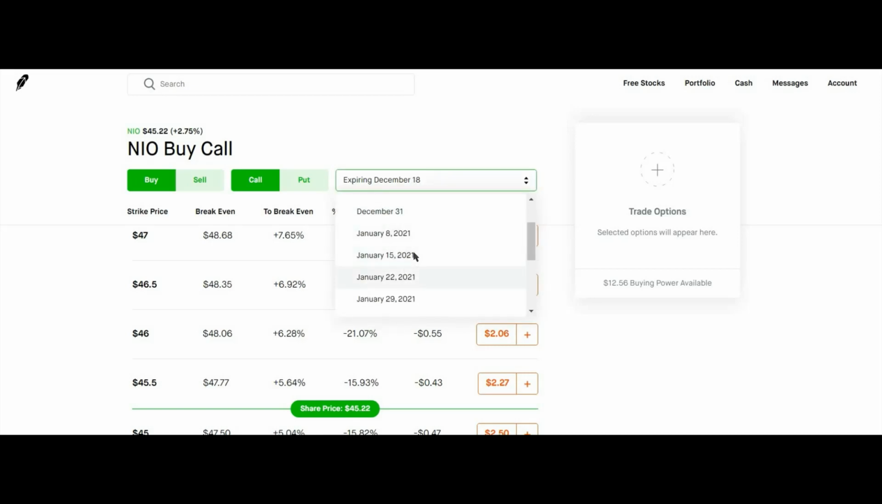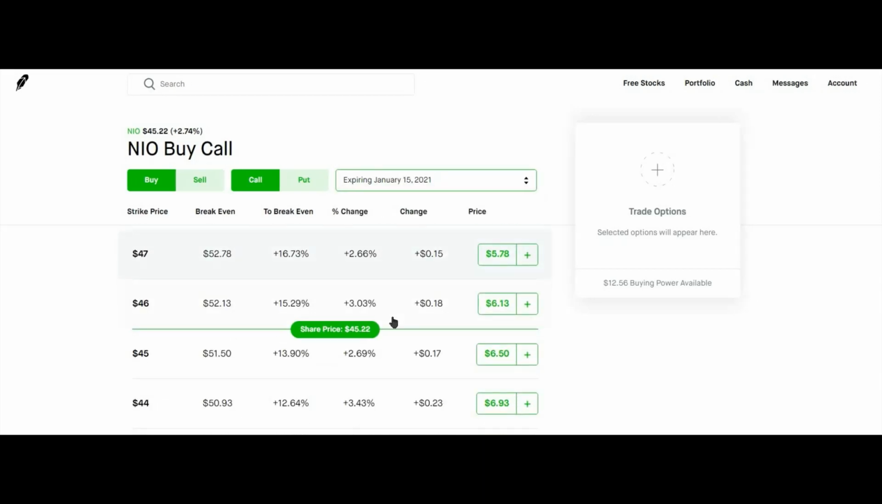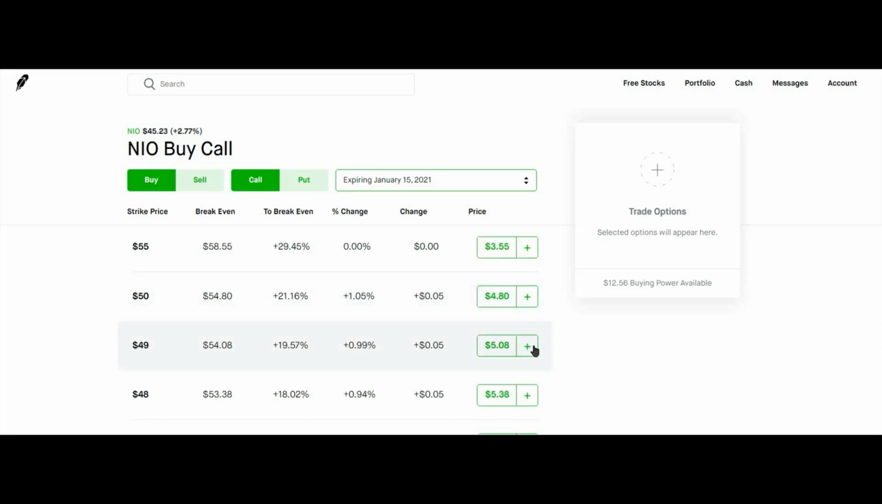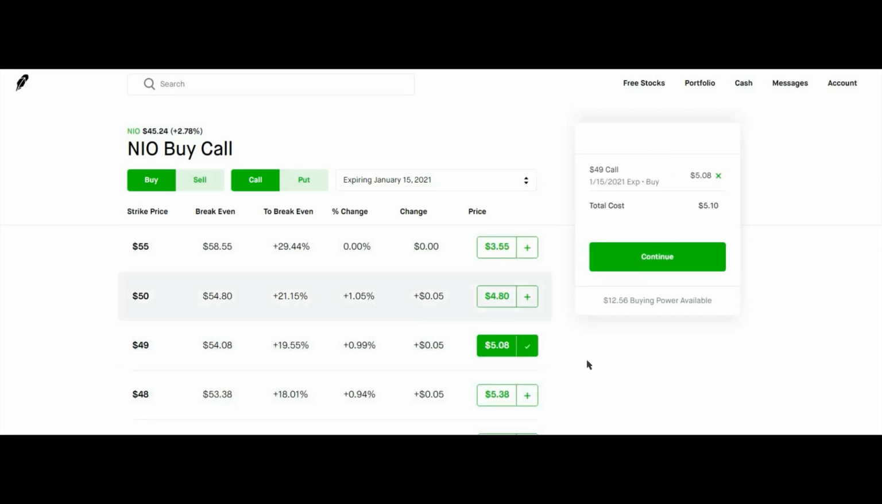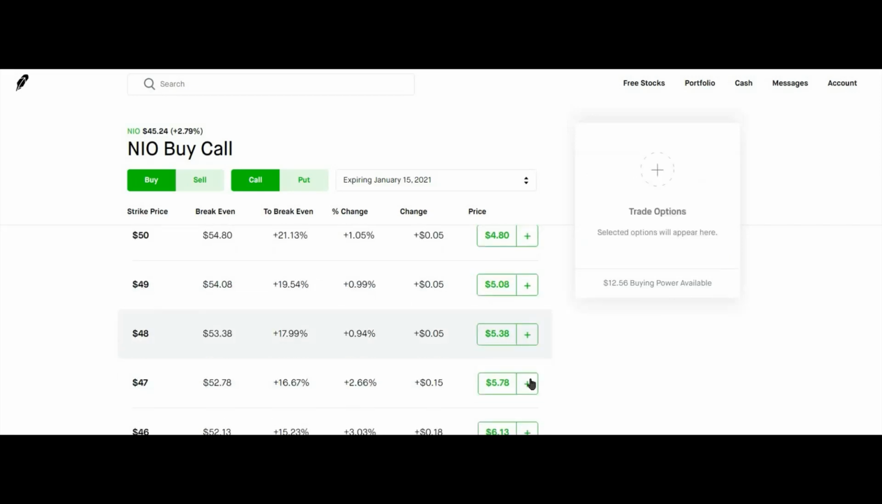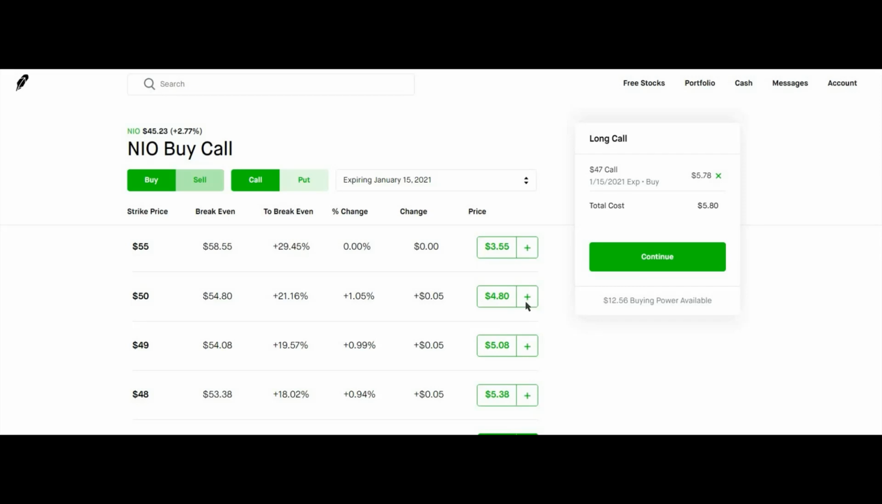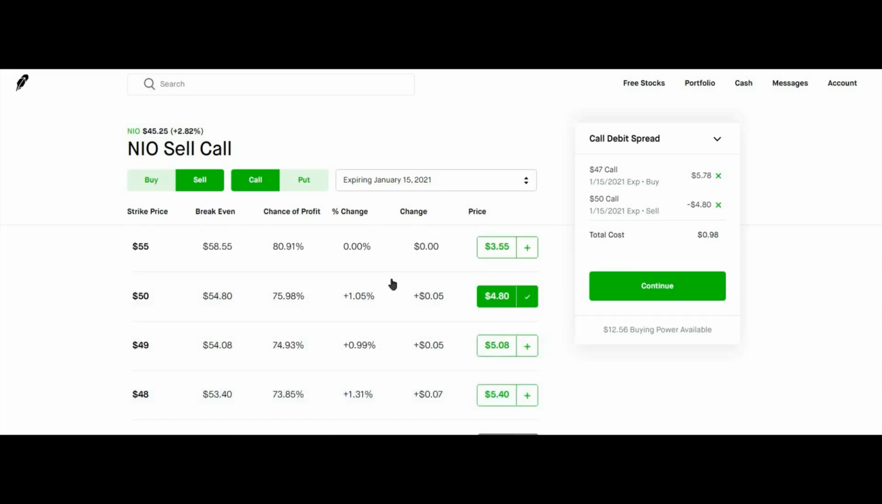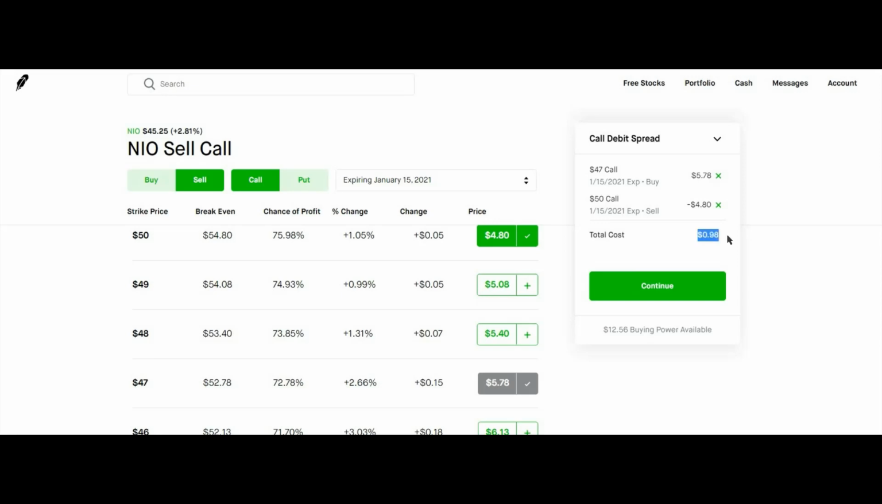Just if we go, say, to January 15th. And I'm pretty positive that Neo's going to be above $50. Let's say above $50. So we'll set our buy call at 47, and our sell call at 50. So our spread between the two is a max contract worth of $300, and we could pick that up right now for $98. So if Neo is above $50 on January 15th, which I'd say there's a pretty good chance that's going to happen, this contract will be worth around $300.